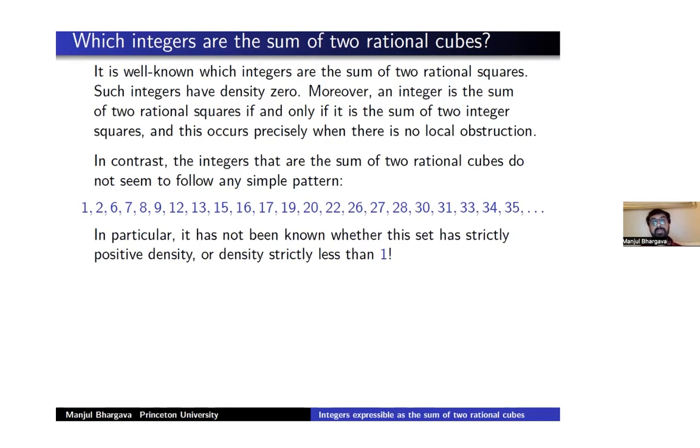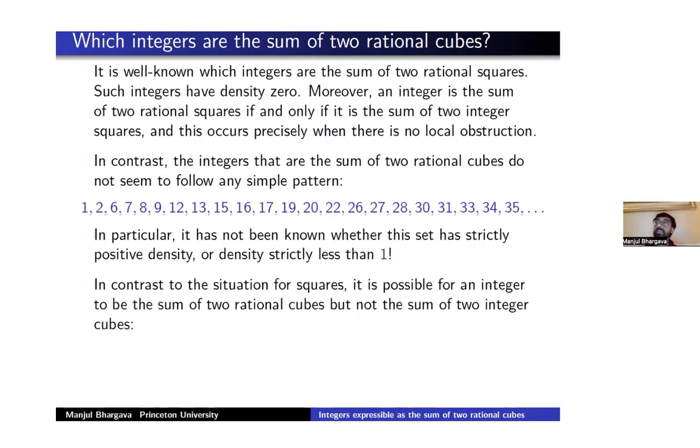And in particular, it hasn't been known whether the set has strictly positive density in the integers, positive natural density, or density strictly less than one. Say if we took the lim-inf of the density, is that positive? And if we took the lim-sup of the density, is that strictly less than one? So even that has not been known, whether the set of integers has positive density or density strictly less than one.